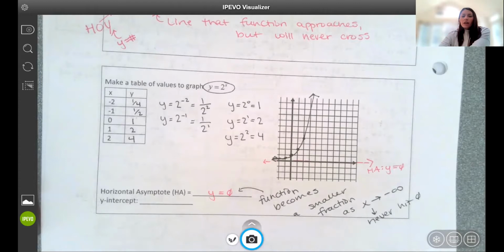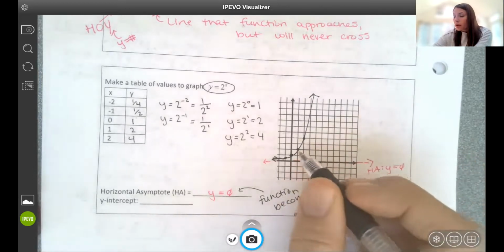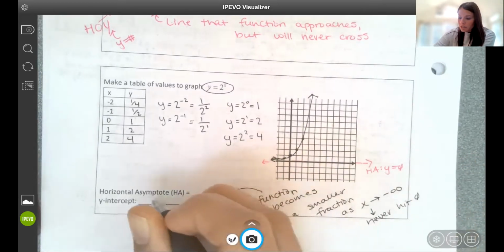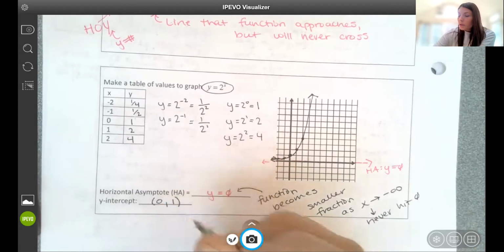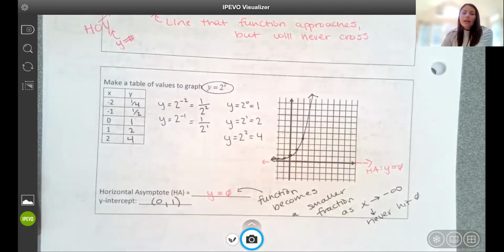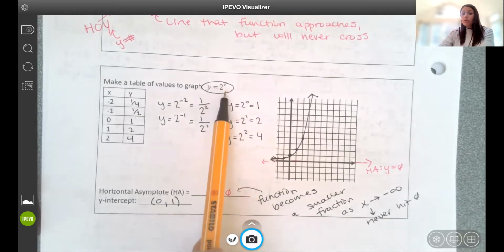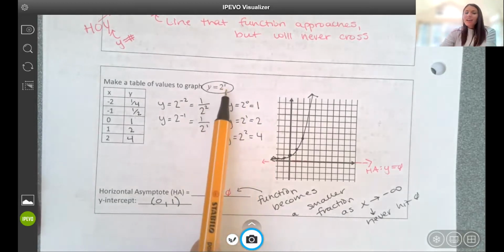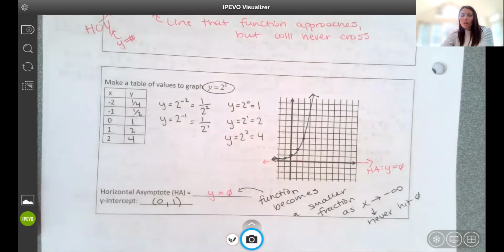Okay. Now, the other thing we want to talk about, and this is going to become a really important piece to us, is the y-intercept. So our y-intercept, where it's crossing the y-axis, we can see is 0, 1. Now, any base raised to a 0 exponent is going to be 1. So it doesn't matter if the base is 2 or 1/2 or 57. Okay, if I raise it to the 0 power, it's going to become 1.